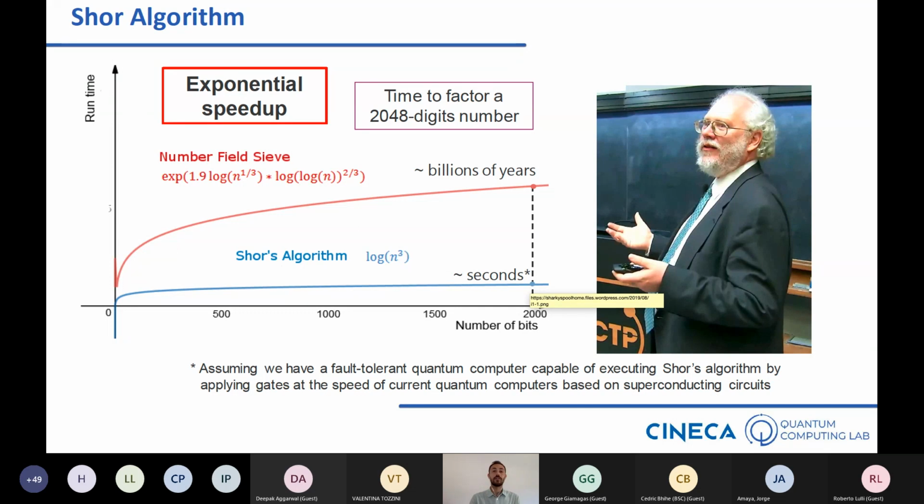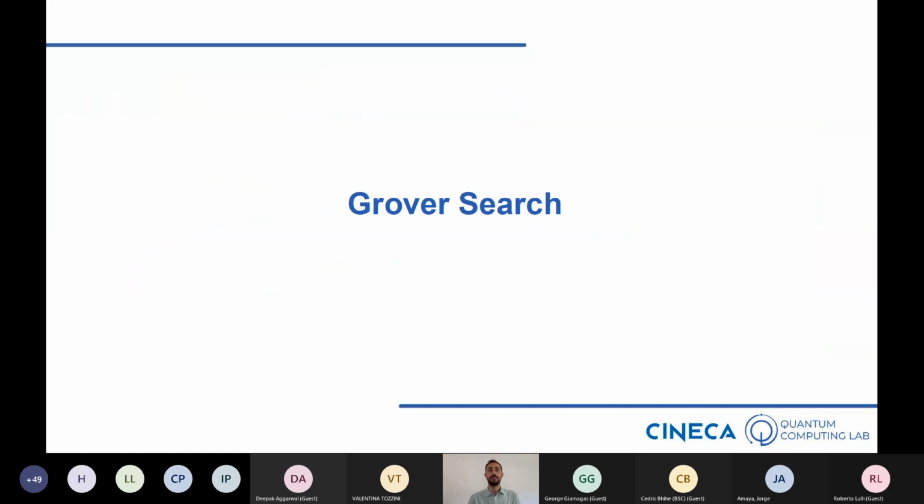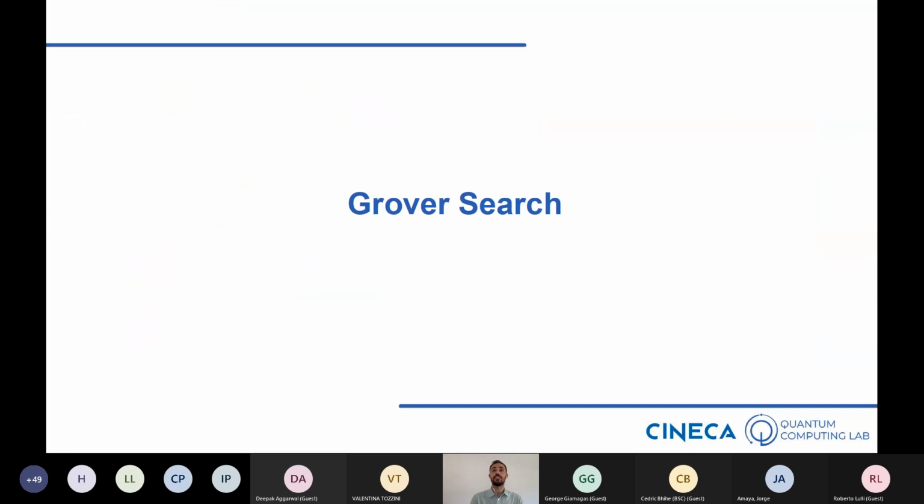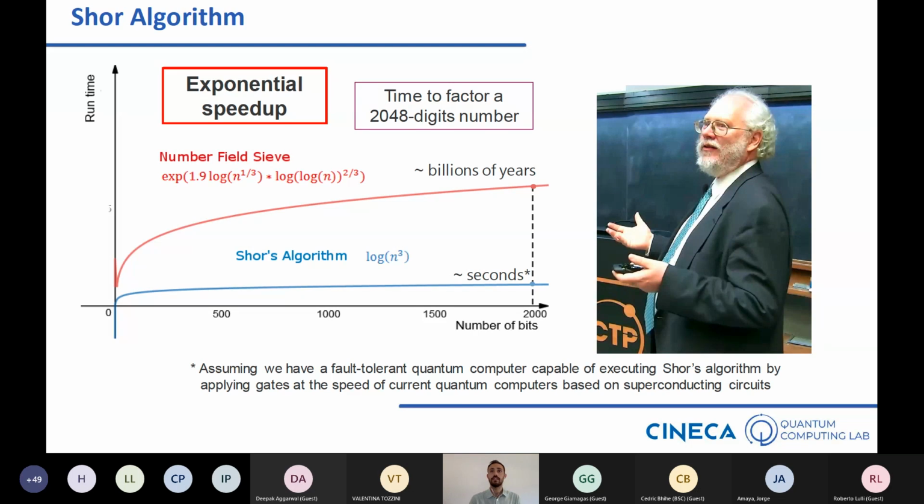This is the power of this kind of algorithm, and in the 90s it gave the topic a big boost. A lot of attention was given to developing quantum algorithms. This is just the idea of the Shor algorithm. The last one is going to be Grover search, but since it's 12:30, we're going to see it after lunch.